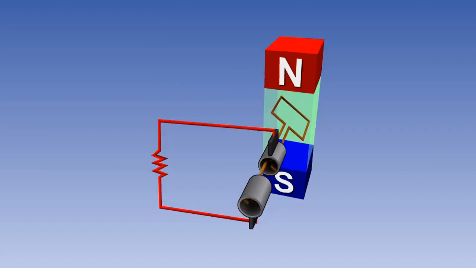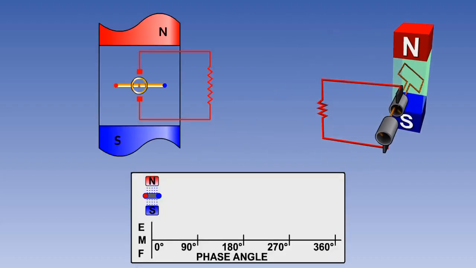A simple AC generator consists of a loop of wire or an armature rotating in a magnetic field. We will take a look at the simple generator as the armature rotates through 360 degrees to see what sort of voltage is produced. In the position shown here, the coil will initially be moving in parallel with the magnetic field with a phase angle of 0 degrees, so no EMF will be induced.